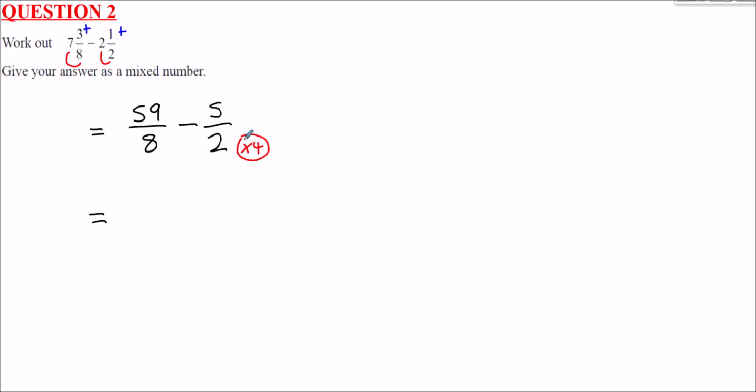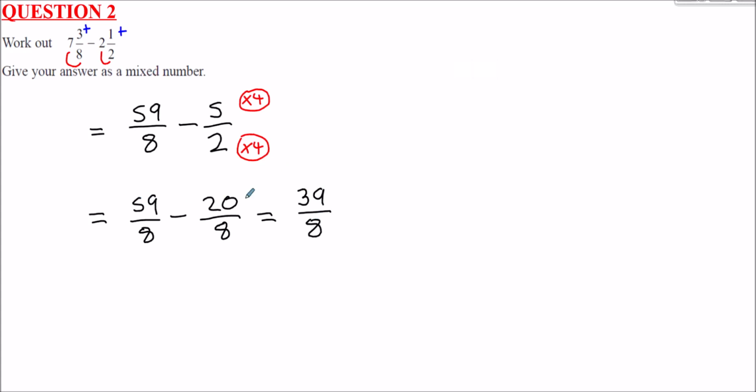But if I do that to the denominator, I have to do the same to the numerator. So multiply top and bottom of 5 over 2 by 4 to keep it equivalent. That gives me 59 over 8 minus 20 over 8. The denominators are now the same, so I just subtract the numerators, the top numbers. 59 take away 20 is 39.